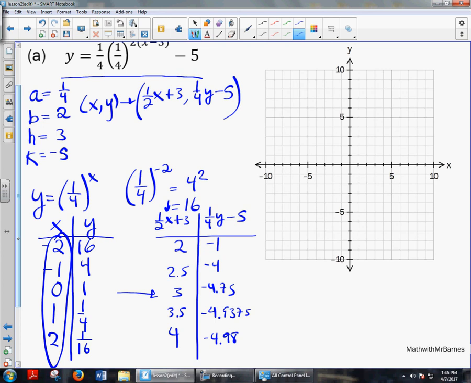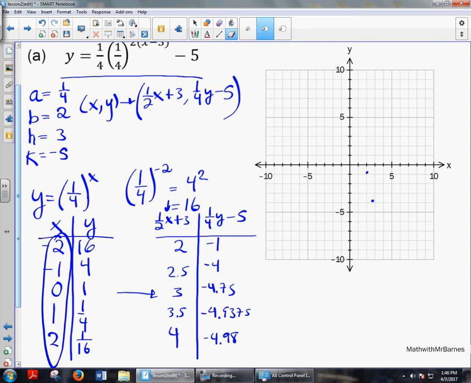So let's just have a look at this graph now. So what do we got? 2 and negative 1. And we got 2.5, negative 4. And then we got 3, negative 4.9.